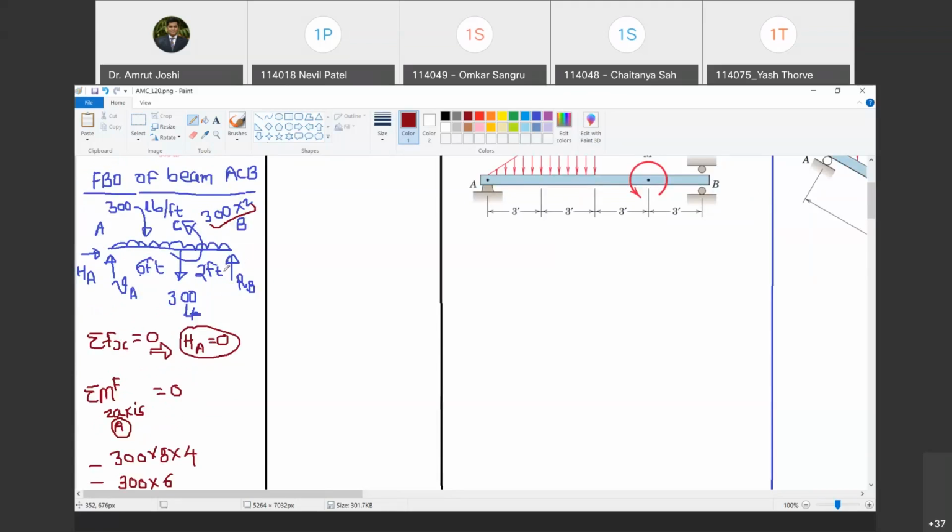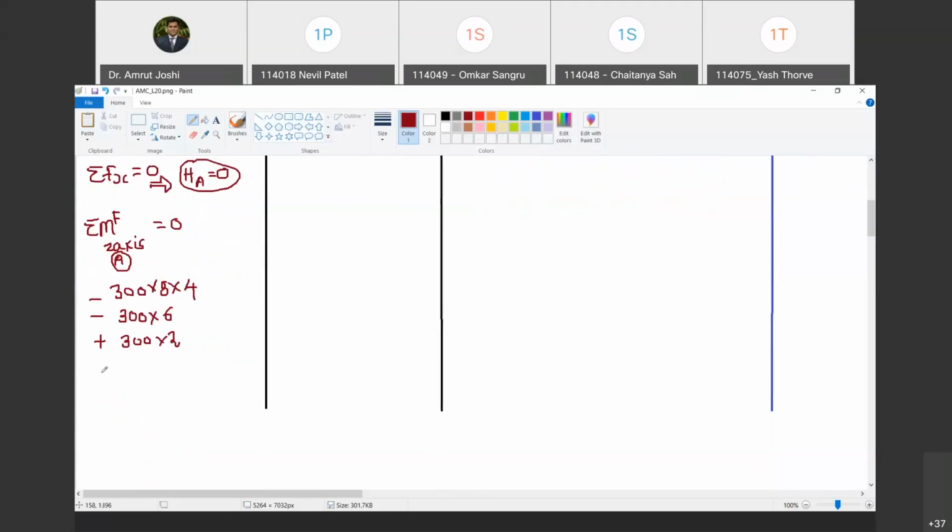RB. So what is the moment of RB about A? RB into 8 feet. And is it anti-clockwise? Yes, sir. So I will write it as plus RB into 8. Have we considered all the moments? So this is equal to 0. Now Chaitanya, solve this and tell me what is the value of RB.